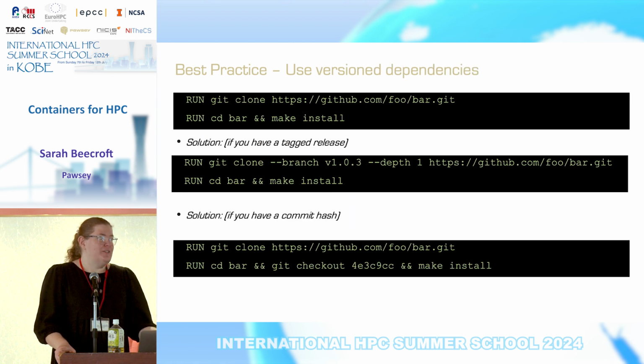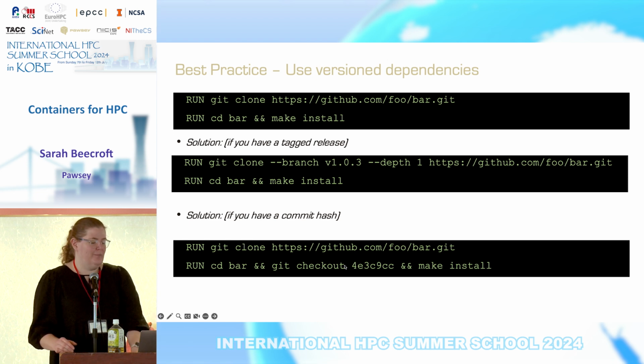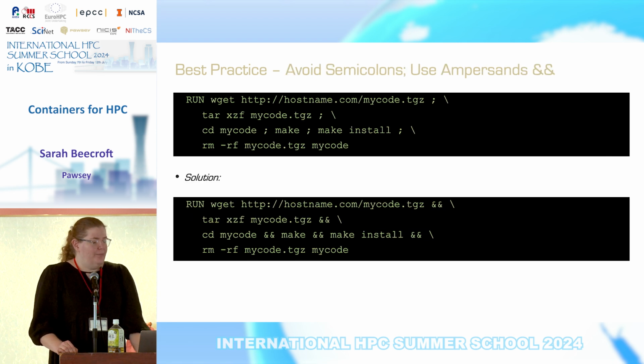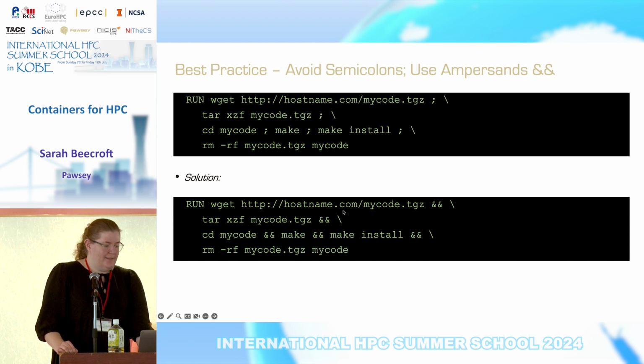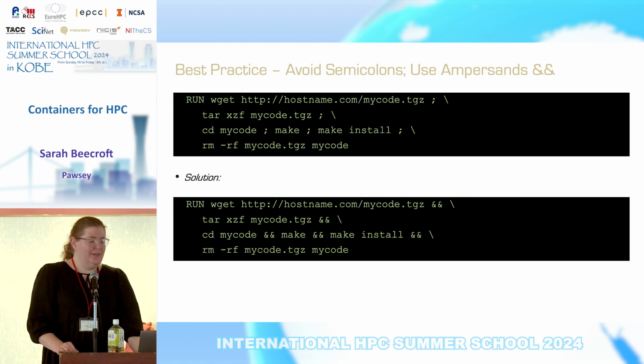And also using version dependencies. So if you have a particular branch or even a commit hash or something like this, which is probably just good software installation practice anyway, but something to think about. And so you can use these ampersands. You can use semicolons instead of ampersands, but it does make it a little bit harder to read. So that's really just being picky. But if you want to make your container or your recipe a bit more readable to other people, use these ampersands.